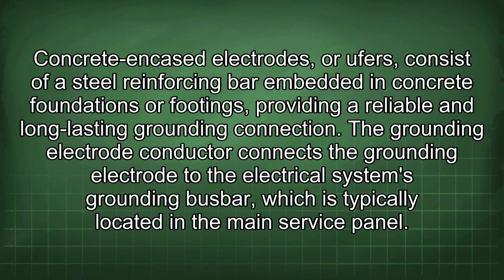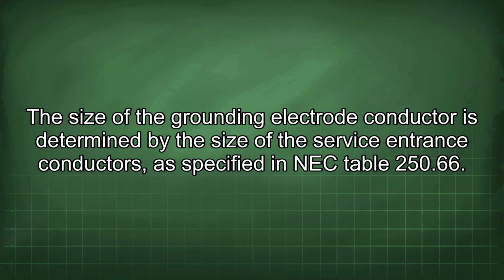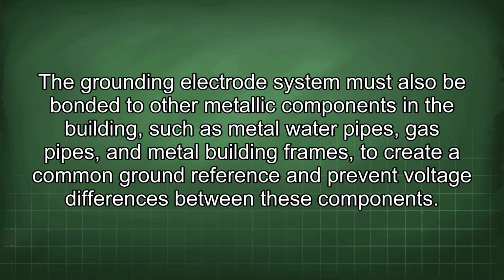and long-lasting grounding connection. The grounding electrode conductor connects the grounding electrode to the electrical system's grounding bus bar, which is typically located in the main service panel. The size of the grounding electrode conductor is determined by the size of the service entrance conductors, as specified in NEC Table 250.66.